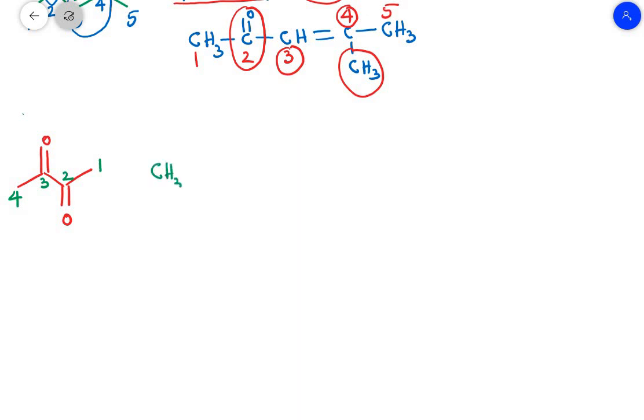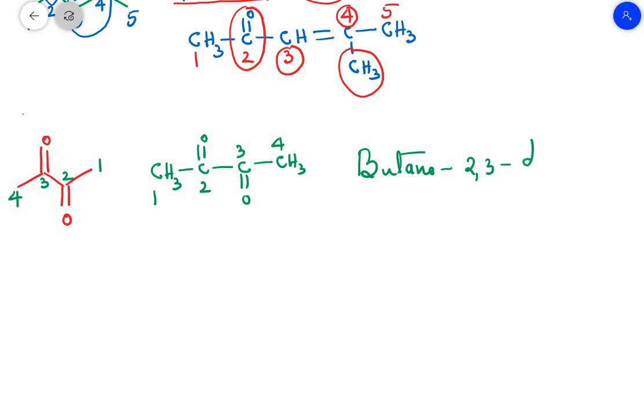Let me write its structure: CH3, C double bond O, then followed by C double bond O, then followed by CH3. Numbering is done as 1, 2, 3, and 4. So the root word is but, and the name becomes butane, then followed by 2,3, then followed by dione.